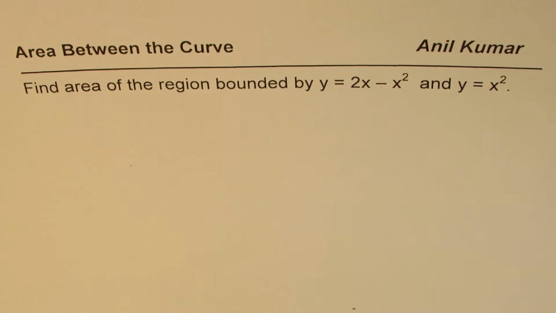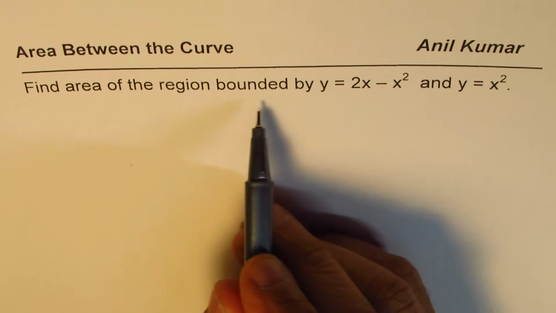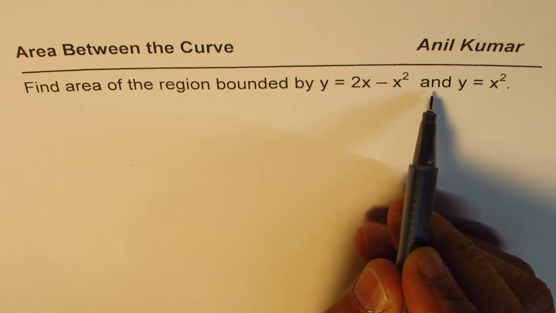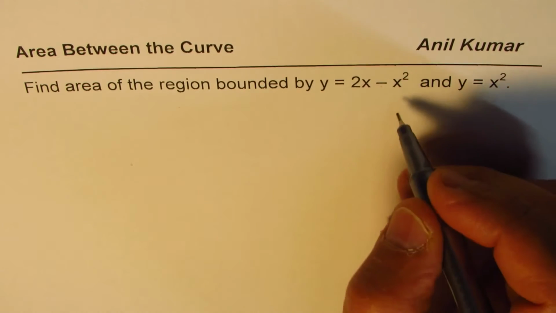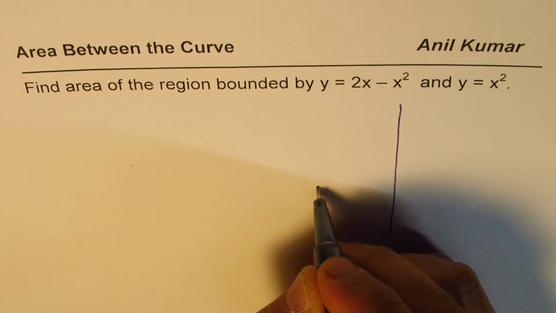I'm Anil Kumar, and in this video we'll discuss area between the curves. So I've taken up an example where we have two parabolas. The question here is, find area of the region bounded by y equals 2x minus x squared and y equals x squared. Now first let us try to sketch these functions and then we'll find the area.